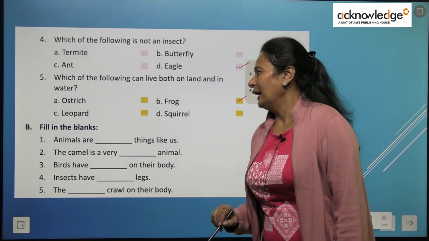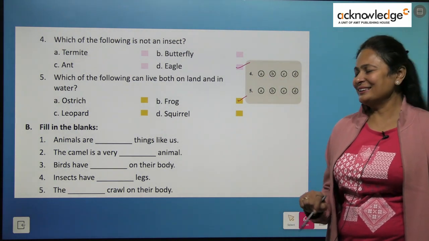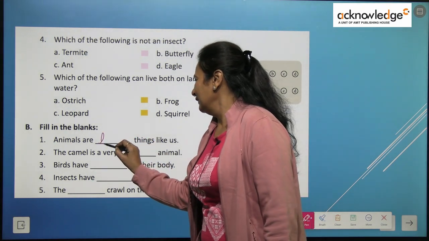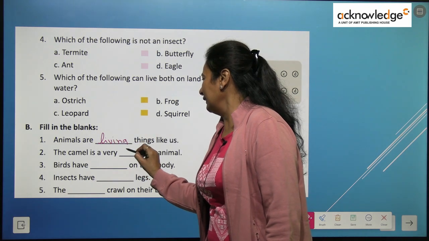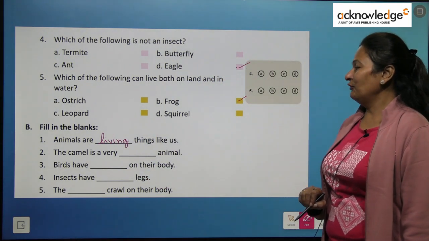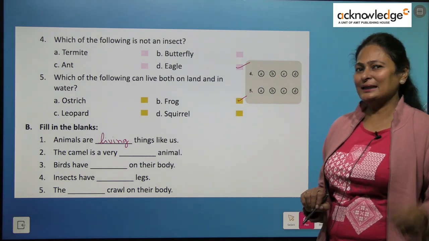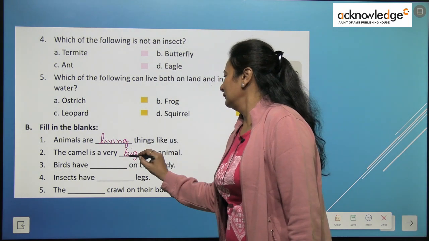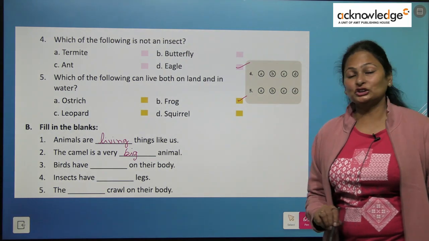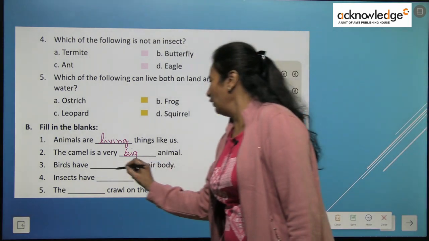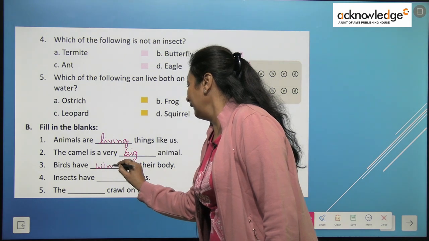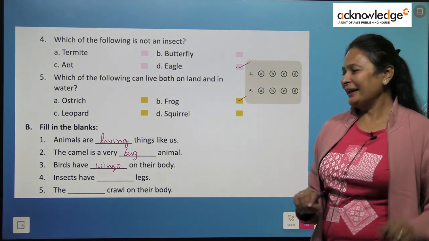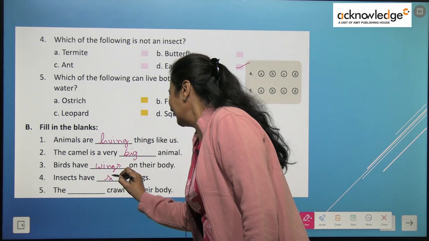Fill in the blanks. Animals are dash things like us. Animals are, tell me the answer, kids. Great. Animals are living things. The camel is a very dash animal. Camel is an example of a big animal. Okay. Birds have dash on their body. Birds have wings to fly. Insects have dash legs. How many legs do insects have? Correct. Insects have 6 legs.